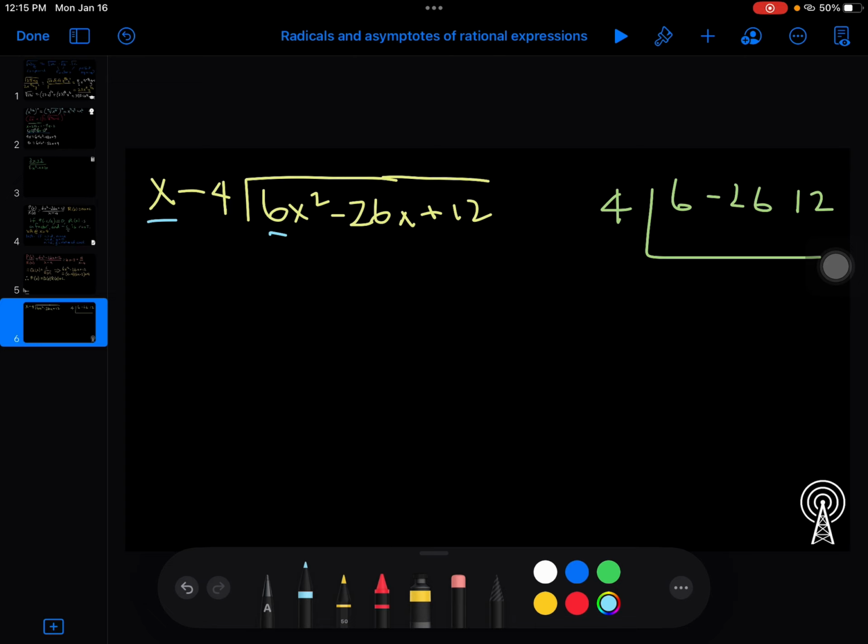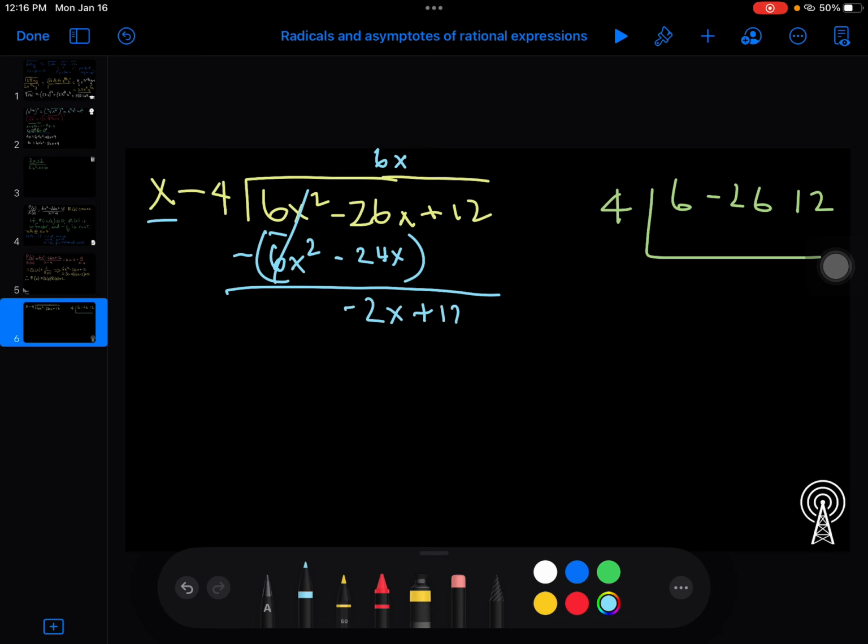How many times does x go into 6x? Well, it goes in there 6x times, and then we're going to get 6x times x is 6x squared. 6x times negative 4 is negative 24x. And just like regular long division, we'll subtract all of that. We get 0 here. And then negative 26 minus a negative 24 gives us negative 2x.